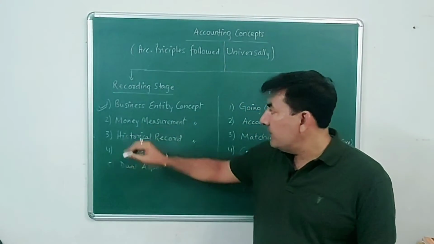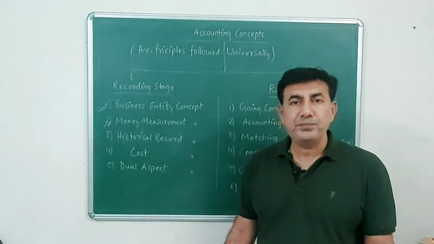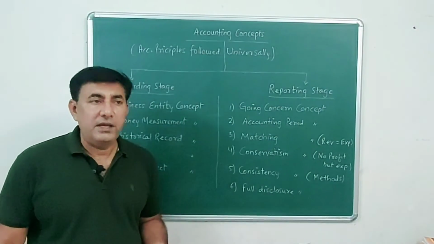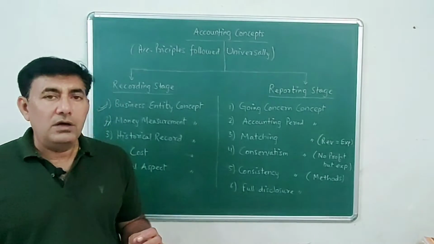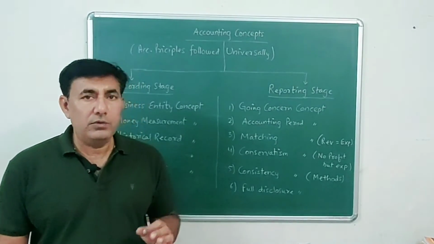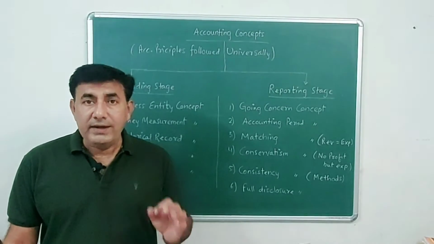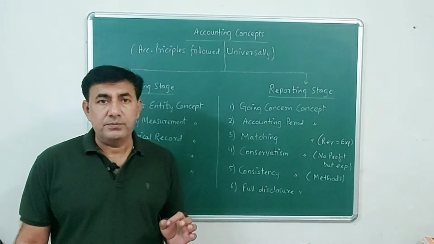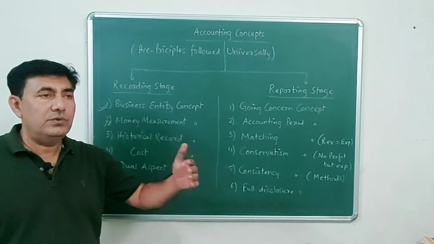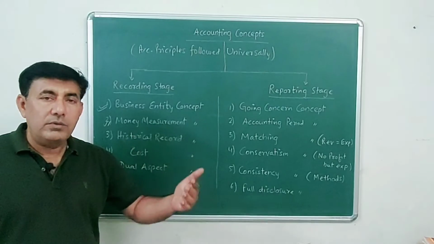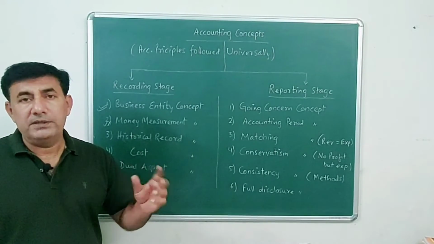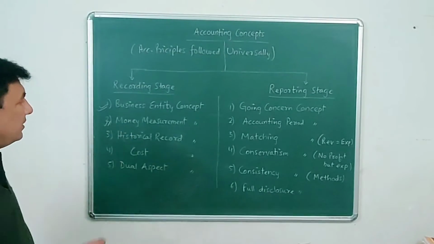The second one is the money measurement concept. All the financial transactions are measured in terms of money. There is no place for non-financial transactions in accounting. So it is very important for an accountant to identify a financial transaction, right? This is called money measurement, and all the transactions are calculated in terms of money. They should have a value, and that value should be measured in terms of money. So that is called the money measurement concept.